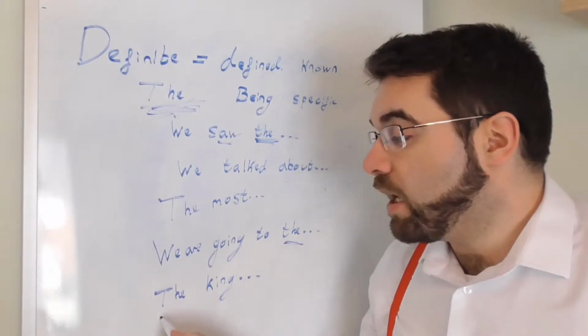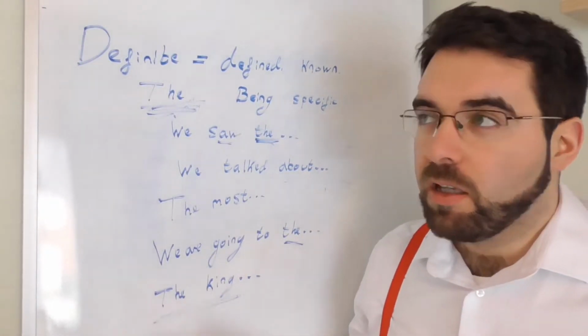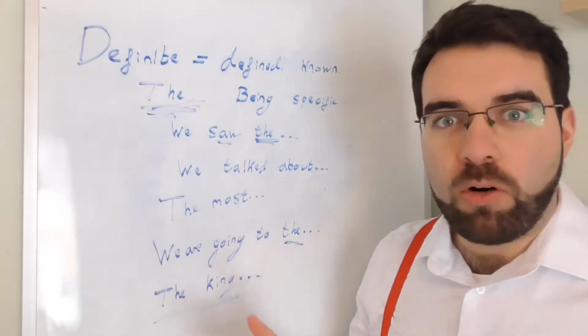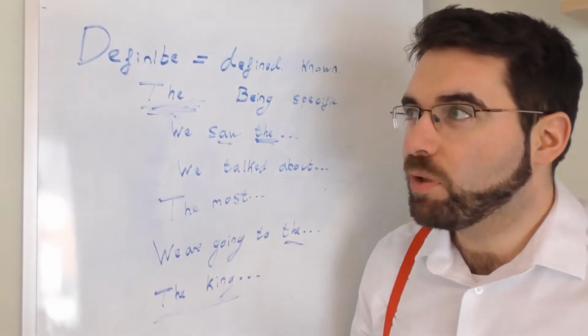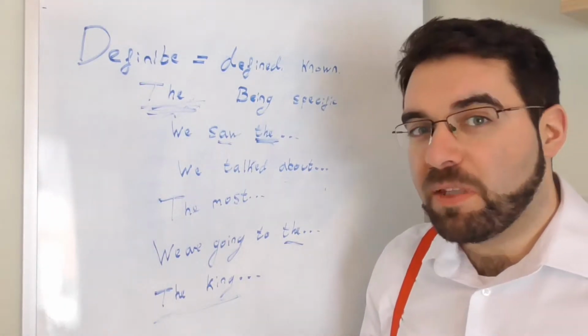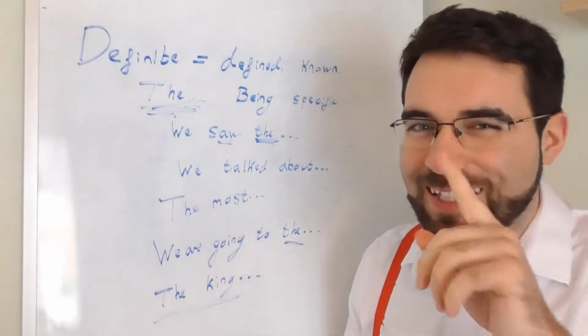So it's also used with titles and names. The king, the queen. The king is here. The queen had declared war. The Pope has arrived. The president is over there. The prime minister is over here. The baron. Ooh, this is a funny one.